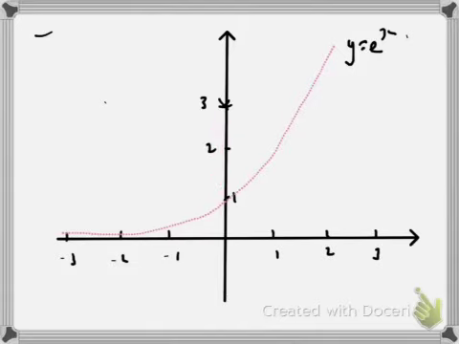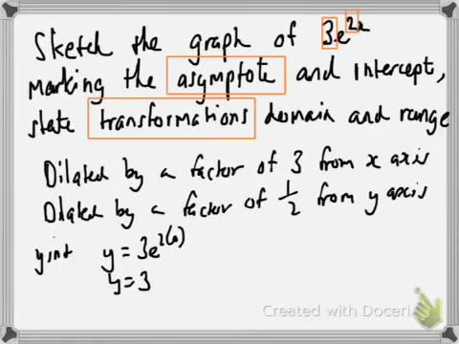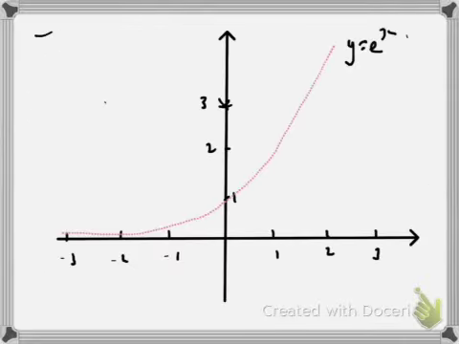But it's also been dilated by a factor of a half from the y-axis. So it's been brought closer to the y-axis as well. So we've got a dilation back that way. So the upshot of that is that the graph becomes much skinnier. I hate using that term, but I can't think of another term. So it's going to look something like this.